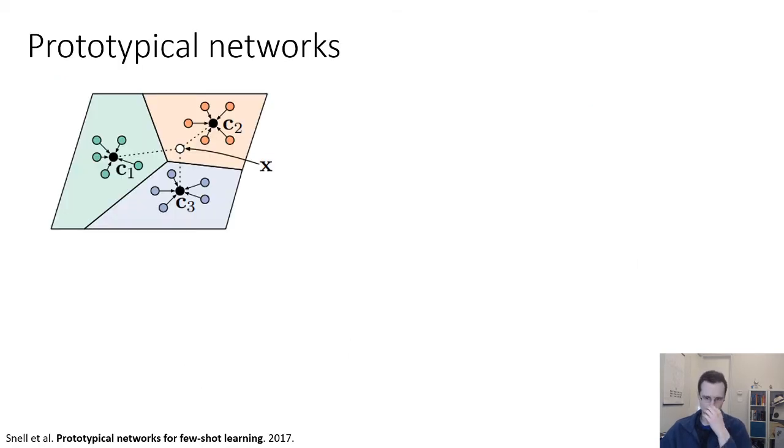Now these days, most people don't actually use this approach. A much more widely used approach is something called prototypical networks, which actually simplifies the formula a little bit.